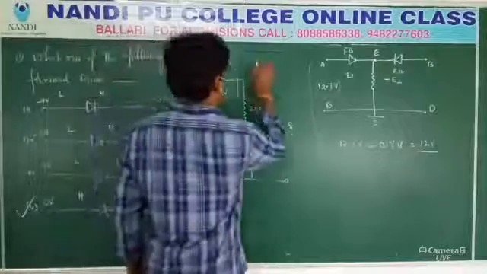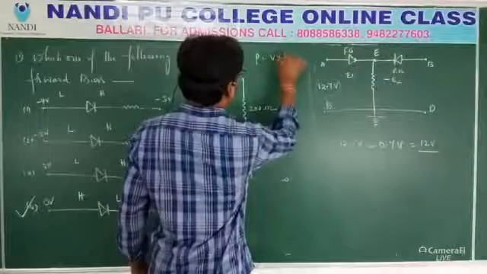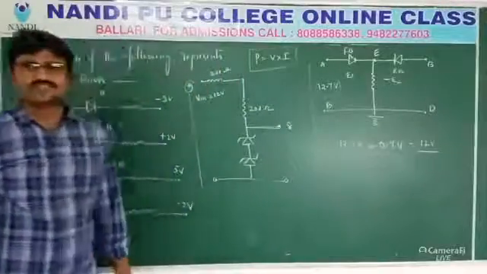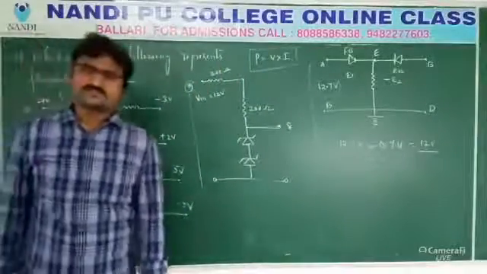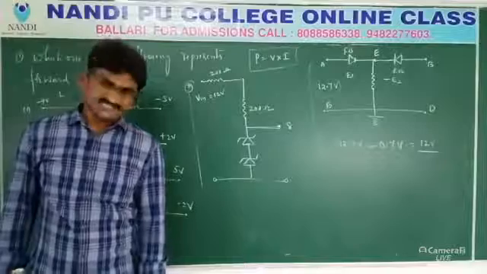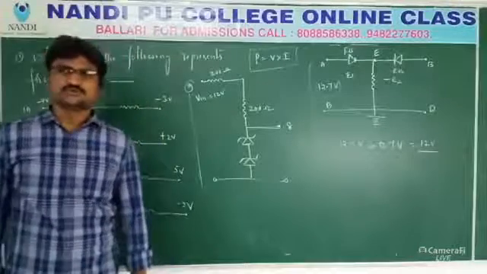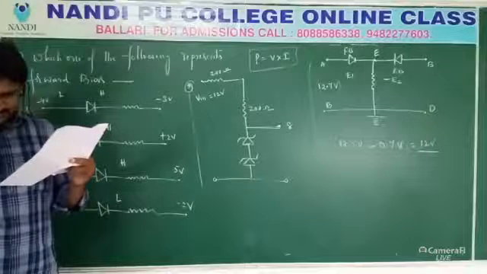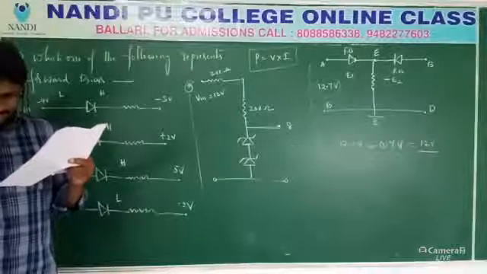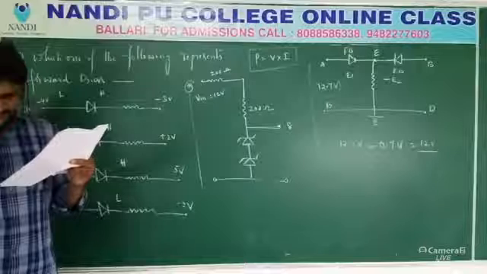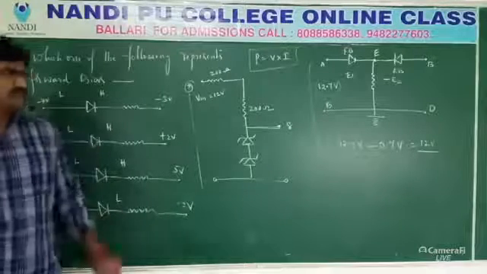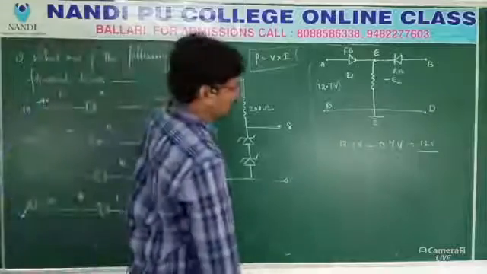Now what we have to find out? Power. Power P is equal to V into I. This is the standard formula we know. Or from that, P is equal to I square R or V square by R. Any one of the formulas you can use. First of all, we have to find the power dissipated in each diode. Power means V into I, so we have to find I. How to find I?